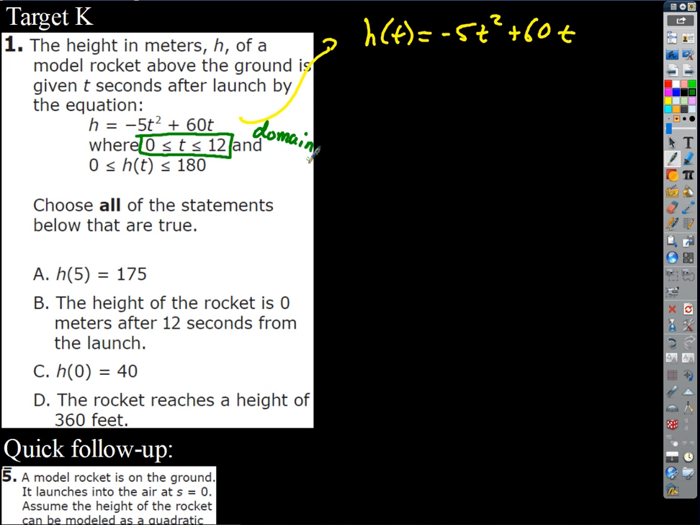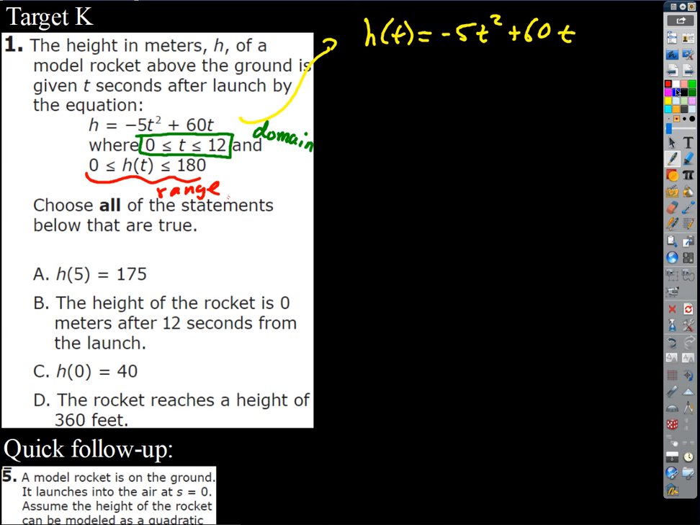What does this tell me? h has to be greater than or equal to 0 and less than or equal to 180. What's that? That's the range, because those are the possible output values, right? Domain is the set of all possible input values. The range is the set of all the possible output values. So this part right there is the range.